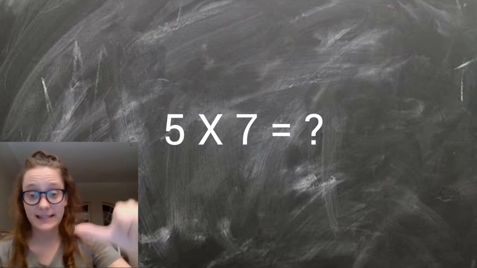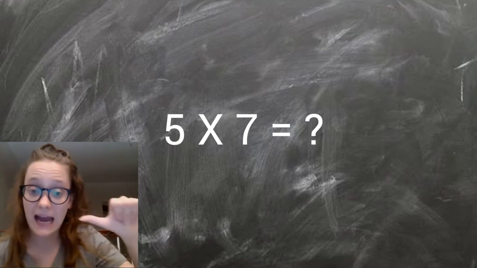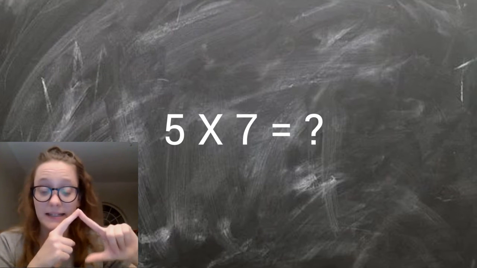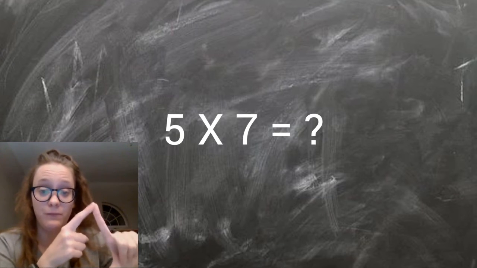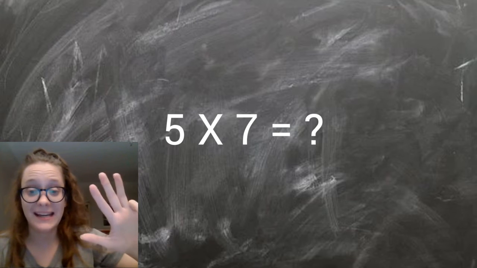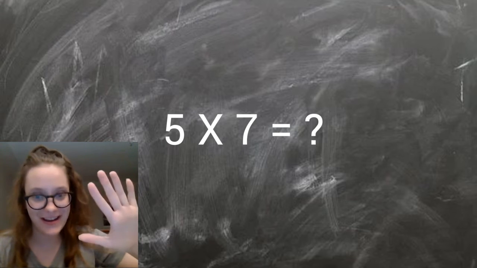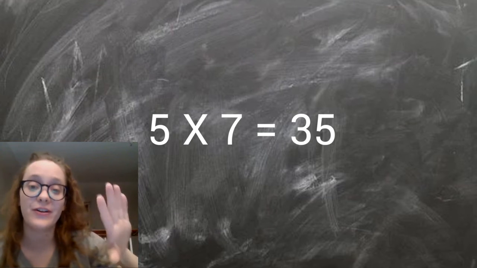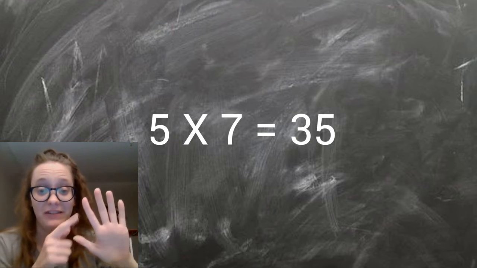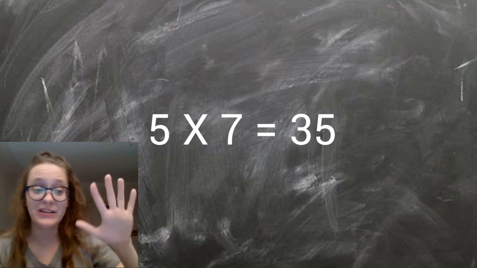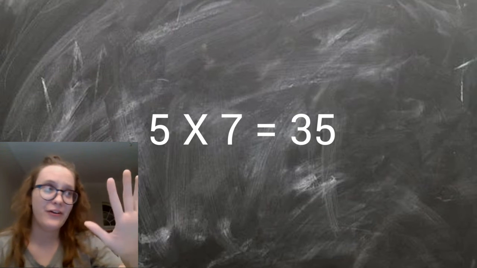Count with me. 7. If we add 7 plus 7, we get 14. Let's keep going, counting by sevens. 14, 21, 28, 35. Nicely done. 5 times 7 is 35. Each of those sevens was represented on one of our fingers. If we go backwards, it gives us the same thing.